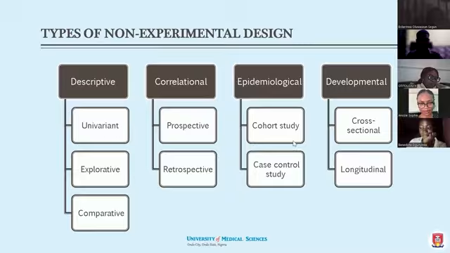Then you have what we call developmental study. Under the developmental study, we talk about cross-sectional or longitudinal study. Cross-sectional study talks about a study in which you collect data at a particular point in time for your study population. All right. But for longitudinal, you collect data at different points in time, depending on the interval at which you want to collect it, depending on the study you are carrying out.